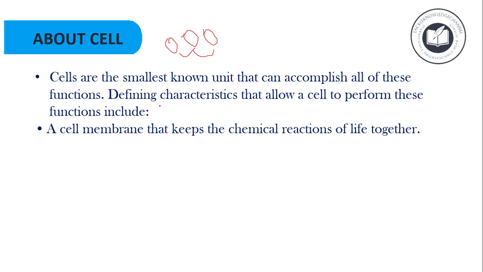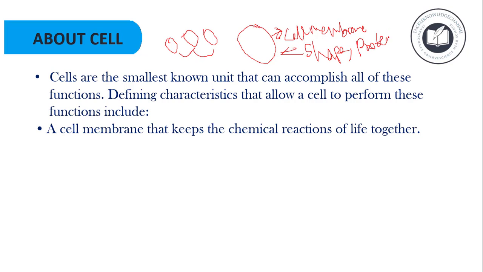A cell membrane that keeps the chemical reactions of life together. The cell membrane supports the cell in maintaining its shape. It gives shape to the cell and also protects the cell from the environment. So this cell membrane keeps the chemical reactions of life together.